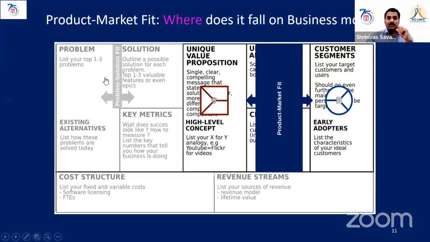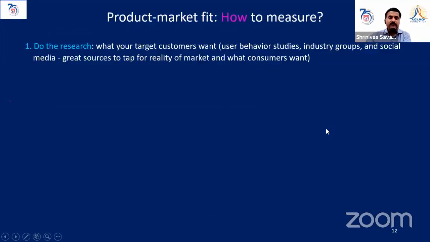Once you have identified the problem, defined the solution, tested and validated it, you are now rolling out to customers. And here it is very important that you have a good number of customers who are loyal to you, or who would love to use your product again and again. So this is where on the business canvas the product market fit sits. But how to achieve it? That is the next question. How do I achieve a product market fit?